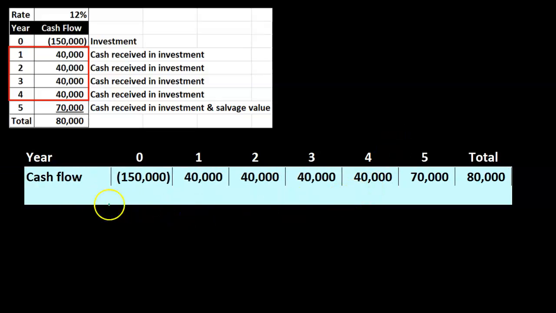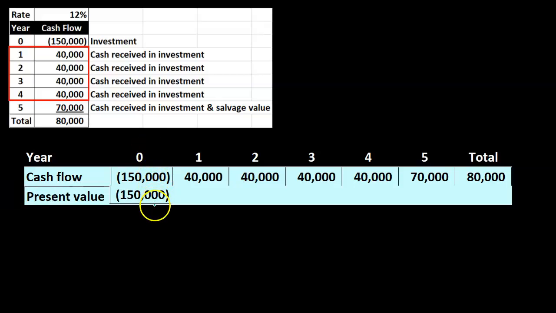So in this case, all we would do is say, all right, here's the cash flows. I'm breaking them out. Just here's our cash flows, 150, 40, 40, 40, 40, and then 70 in year 5. And then we would just present value each year. So each year, we're just going to present value.